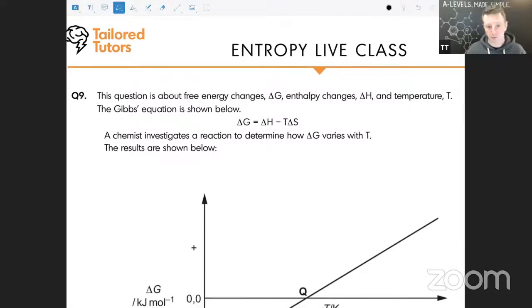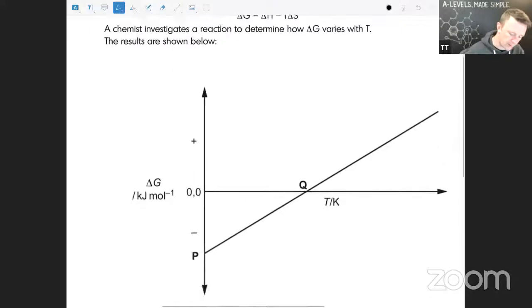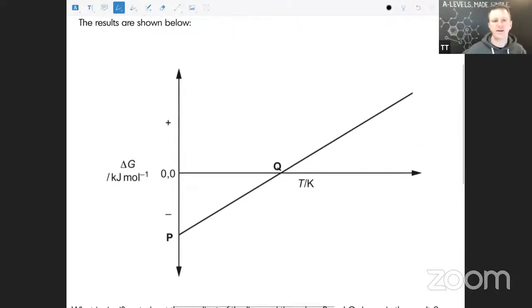So this question is about free energy changes, entropy changes, delta H and temperature. Gibbs equation is given below. A chemist investigates the reaction to determine how delta G varies with temperature. The results are shown below. So straight away, guys, from what we've just learned, what does that tell you?